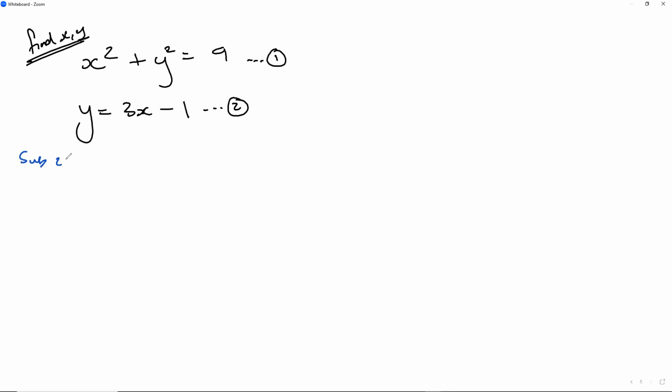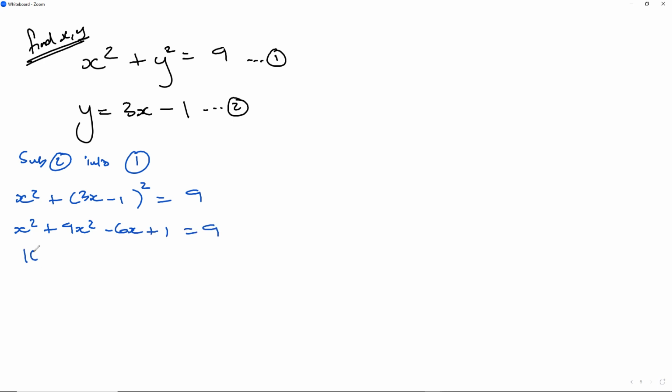All right, now step 1, I'm going to substitute 2 into 1. And there we go. And let's square this bracket out. And simplify this. 1 minus 9 is negative 8. 1 plus 9 is going to give you 10. So A equals 10, B equals negative 6, and C equals negative 8.